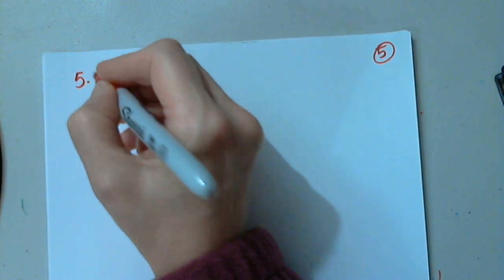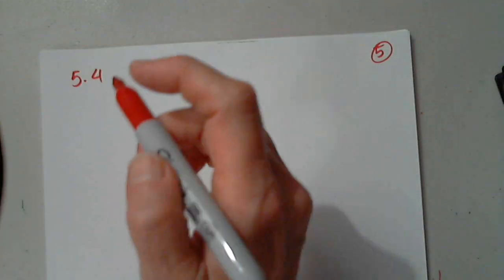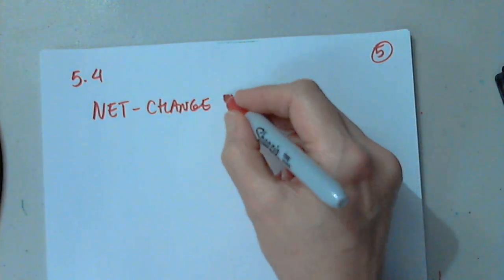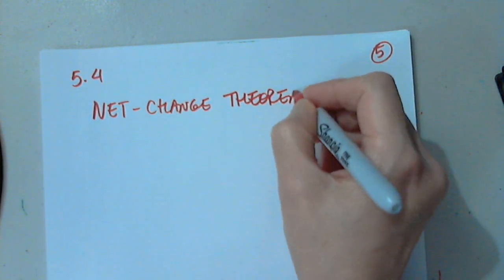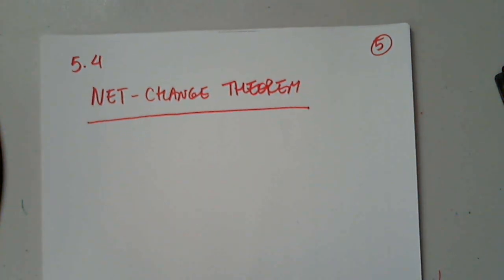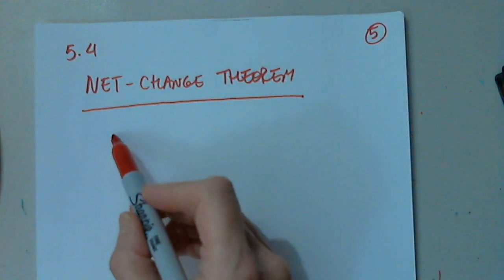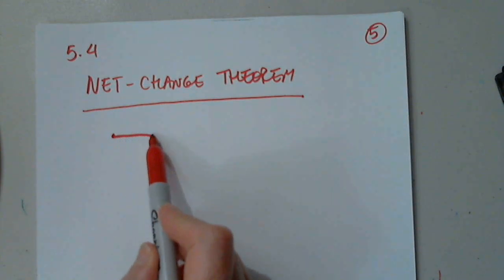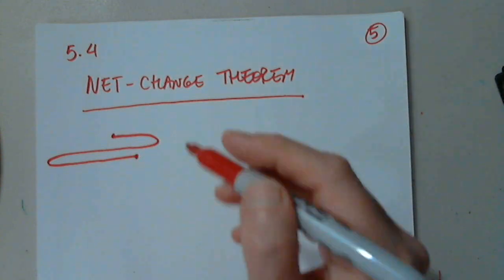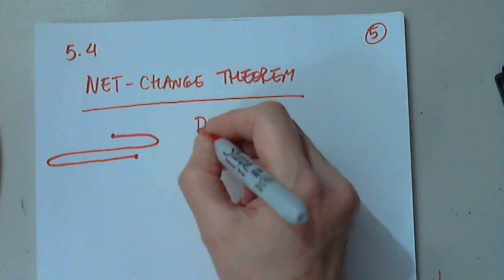Okay, in 5.4, we're going to look again at indefinite integrals, but there is one important theorem here. Something called the net change theorem. Net change theorem. And let me refresh your memory on something we did a long time ago in chapter 3. We had a particle, and the particle was doing this. And at some point in time, we were asked two questions.